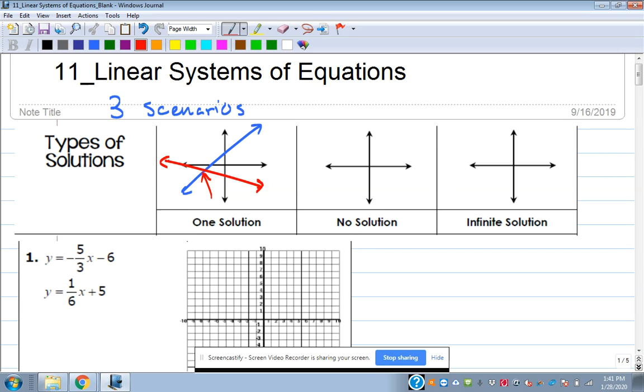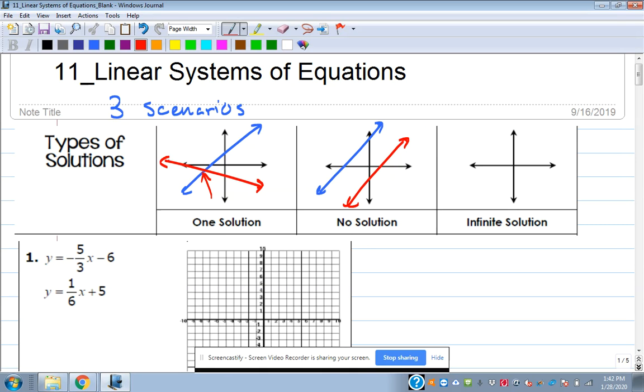So if intersecting gets you one solution, what gets you no solutions? No intersections. What kind of lines never intersect? Parallel lines. So draw yourself a couple of parallel lines on there. That's pretty close to parallel. They don't look like they're going to cross. Okay, parallel lines will never intersect. What do we know about the equations of parallel lines? The same what? Slope, the number in front of x. Yeah, so the same slope. Parallel lines have the same slope.